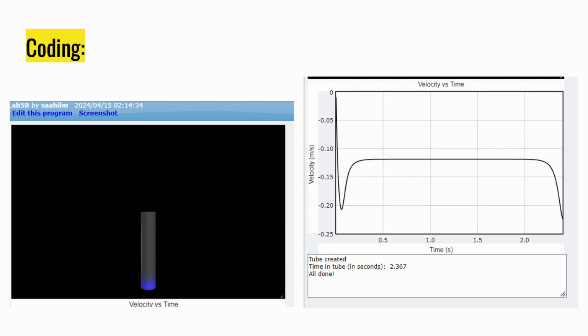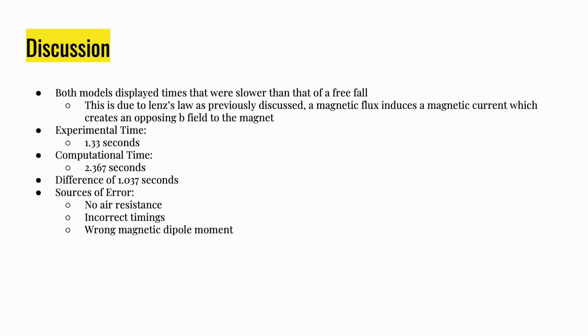Both experimental and computational results showed slower times than freefall due to opposing magnetic fields generated by induced currents, consistent with Lenz's law. Our experimental time was 1.33 seconds, whereas our computational time was longer at 2.367 seconds, indicating a discrepancy of approximately 1.037 seconds.